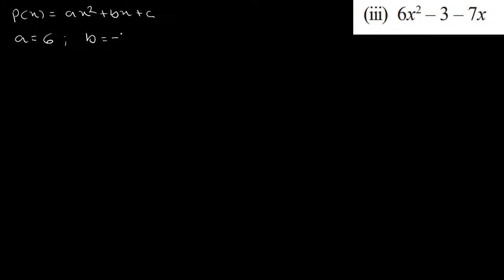Here, again we'll follow the same thing that we have done for the previous one. Compare it with the general form, ax square plus bx plus c, and we'll get the value of a is 6, b is minus 7. Now you can see here the quadratic polynomial is given not in the standard form.